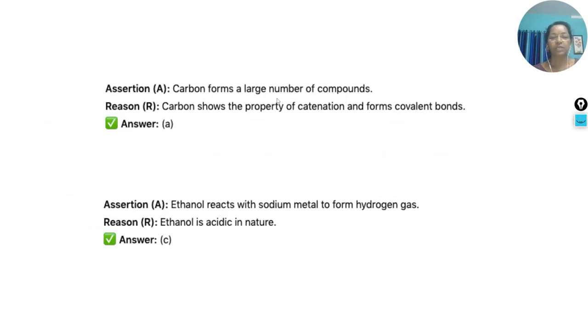Carbon forms a large number of compounds because carbon shows the property of catenation and forms covalent bonds. Correct only, isn't it? Answer A. Even though there are other reasons, this is correct only, isn't it? Next one, ethanol reacts with sodium metal to form hydrogen gas. That's correct only. Then they are saying ethanol is acidic in nature. That is wrong. So A is true, R is false.